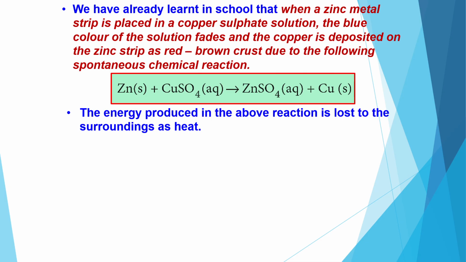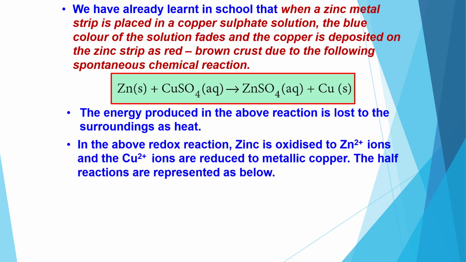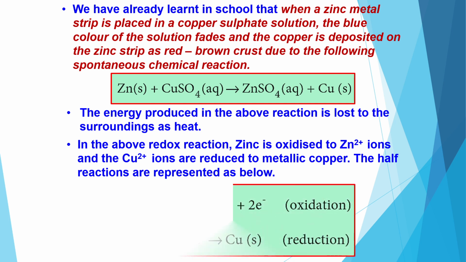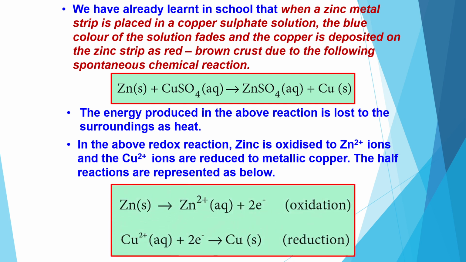The energy produced in the above reaction is lost to the surroundings as heat. In the above redox reaction, zinc is oxidized to Zn2+ and Cu2+ is reduced to metallic copper. And as I told you, these are the half reactions which are exactly happening at anode and cathode respectively. The oxidation is happening at anode and the reduction is happening at cathode. So these are the half cell reactions, you can say, or half electrode reactions.